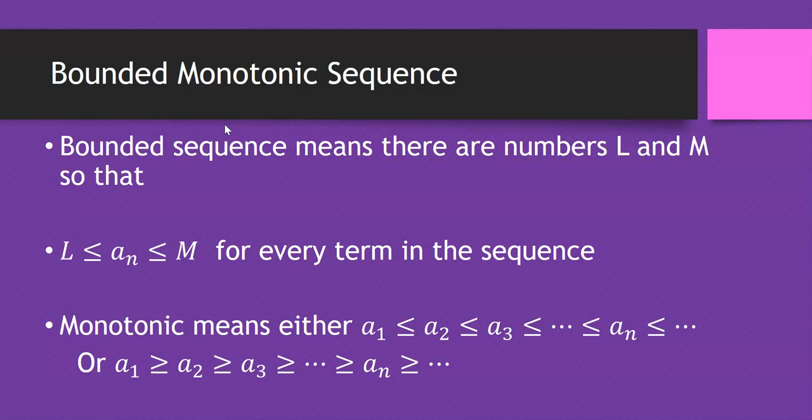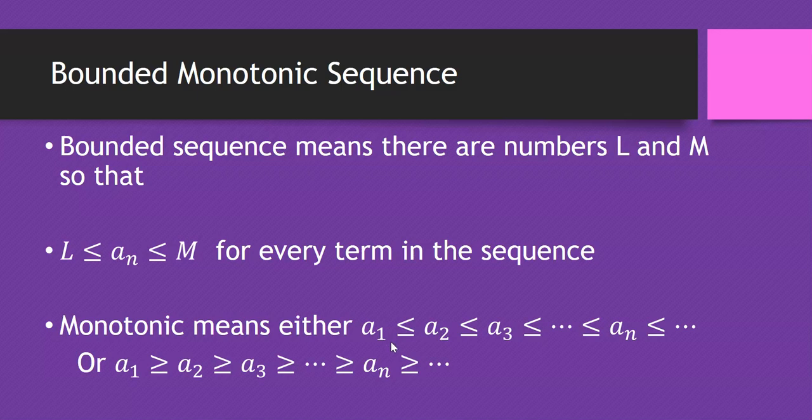Now here's our last theorem that the book gives us. It's called the bounded monotonic sequence theorem. Now let me explain what bounded and monotonic sequence means before I actually give you what the book says. So bounded simply means that there are numbers which you cannot go below and you cannot go above. So bounded sequence means that every term in the sequence is in between a low number and a high number. It's always between a specific low and a specific high.